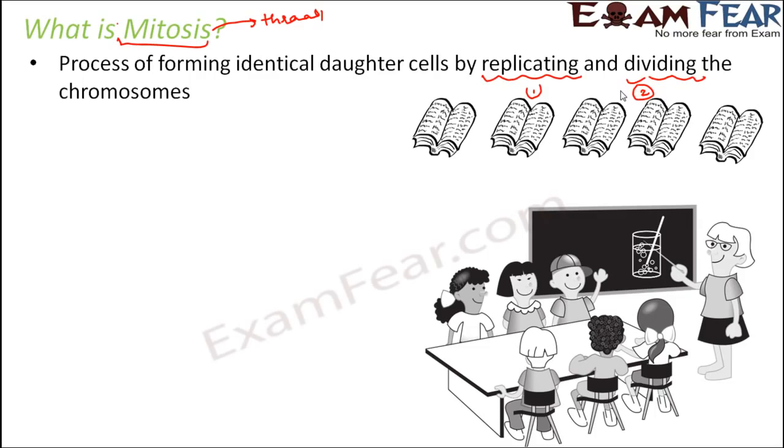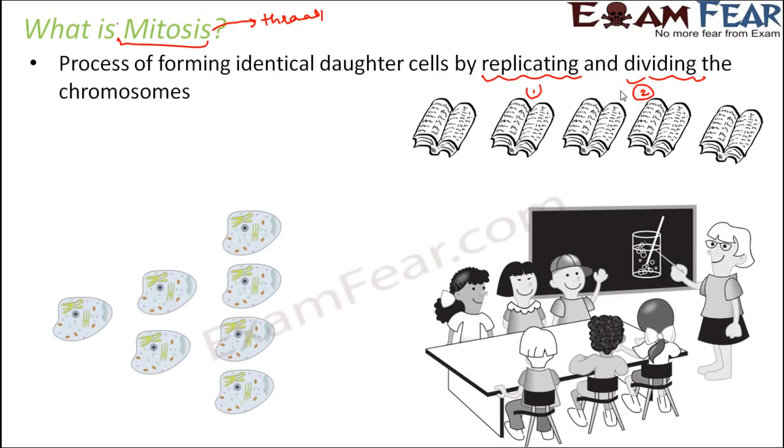Now how that copying happens and how that division happens, we will see in the step-by-step process of mitosis. Here also, if this is your parent cell, it will form two daughter cells which are identical to the parent cell as well as to each other. Again, each of them will form more daughter cells which will be identical to each other and also identical to the parent cell. So that is the process of mitosis.